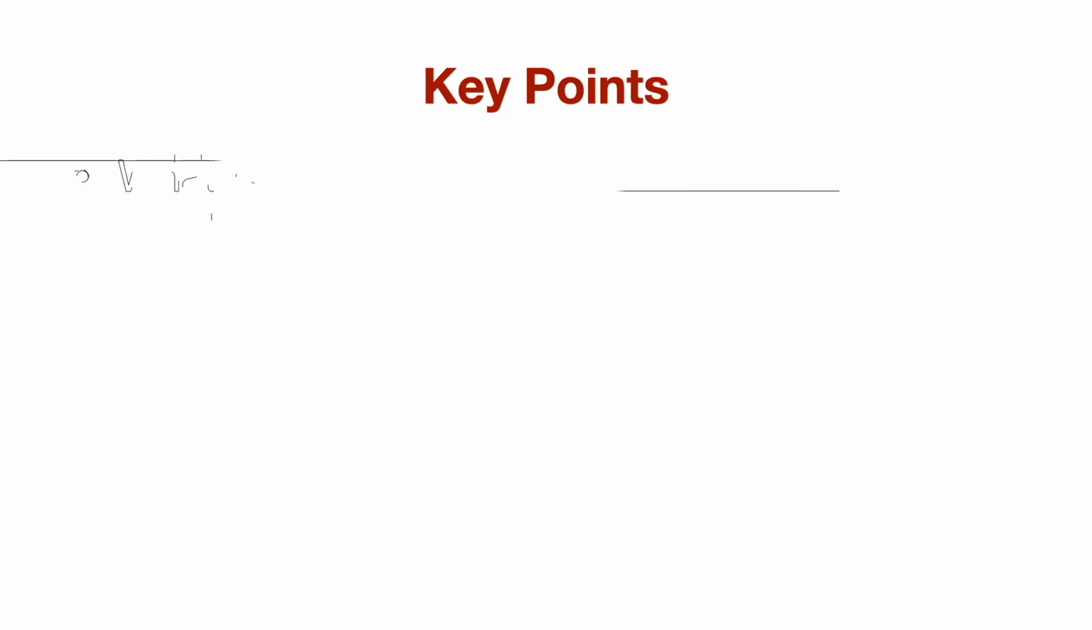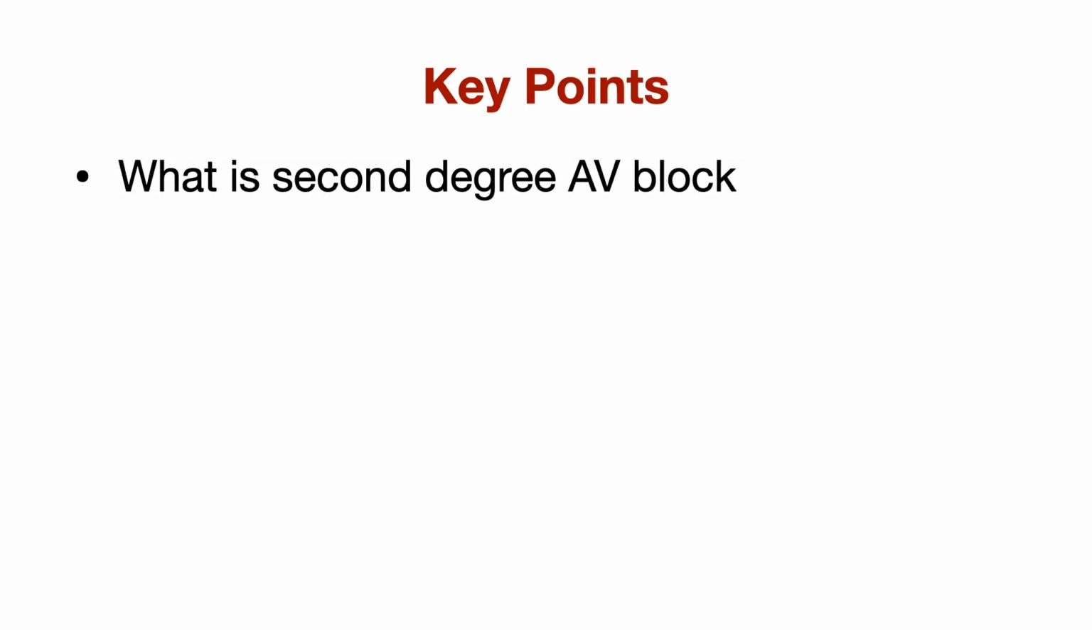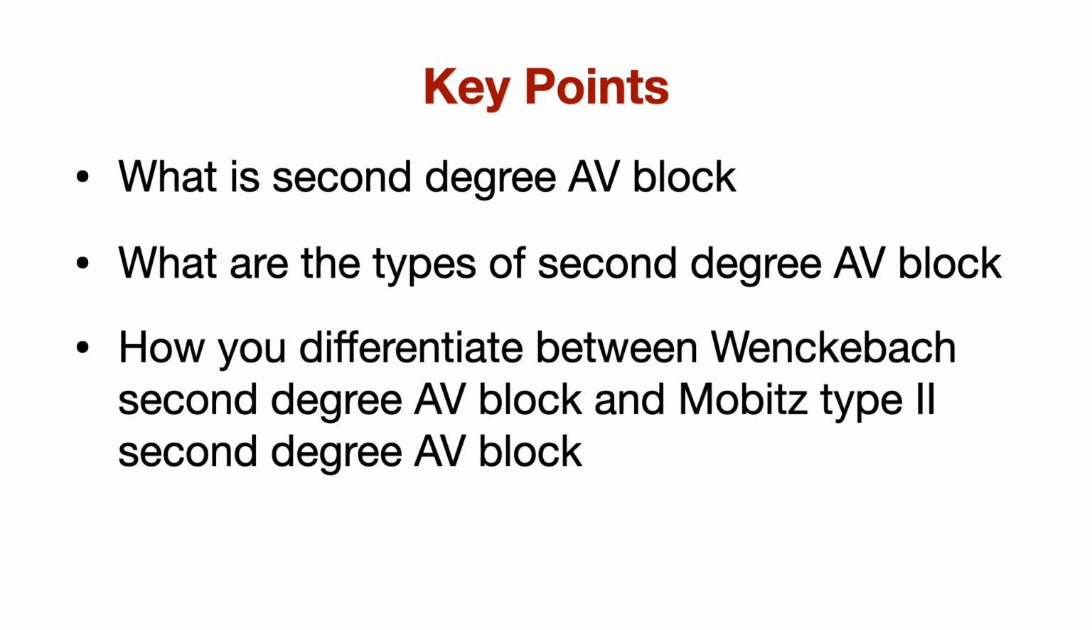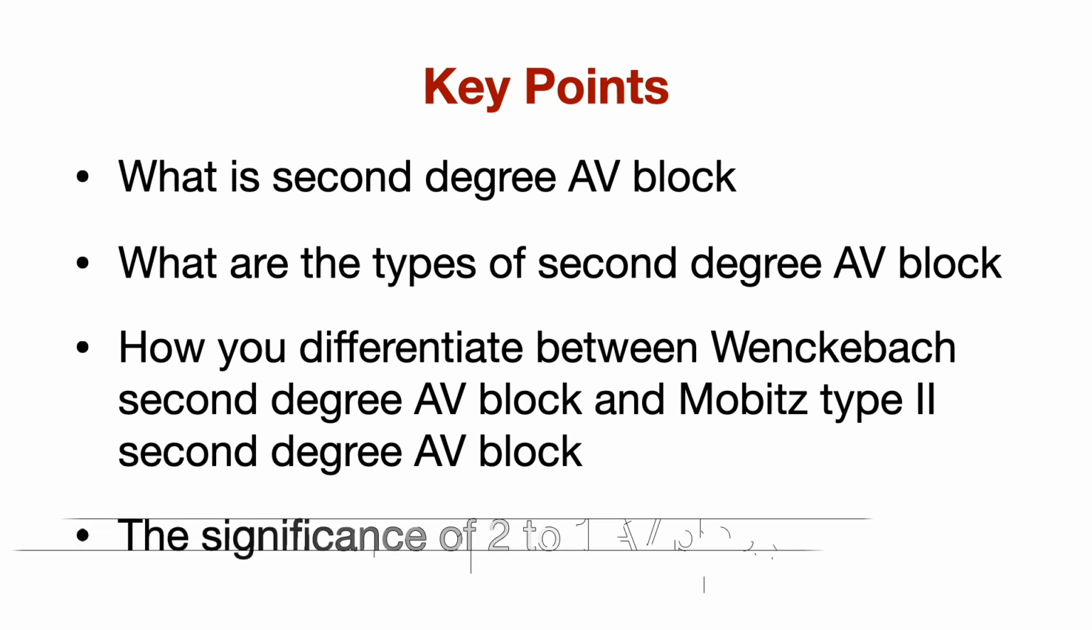This is part 2 of a 3-part series where you will learn the following. 1. What is second-degree AV block? 2. What are the types of second-degree AV block? 3. How do you differentiate between Wenckebach second-degree AV block and Mobitz type 2 second-degree AV block? And 4. The significance of 2-to-1 AV block.